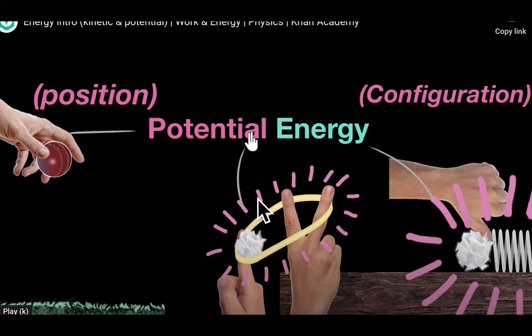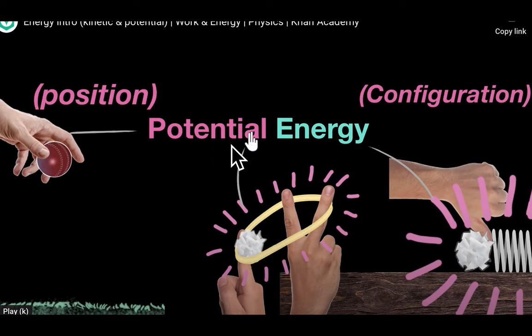Means in all three cases, the energy depends upon configuration or position, means at what height the object is. So this energy is known as potential energy. In this chapter, we are going to discuss these two forms, potential energy and kinetic energy.